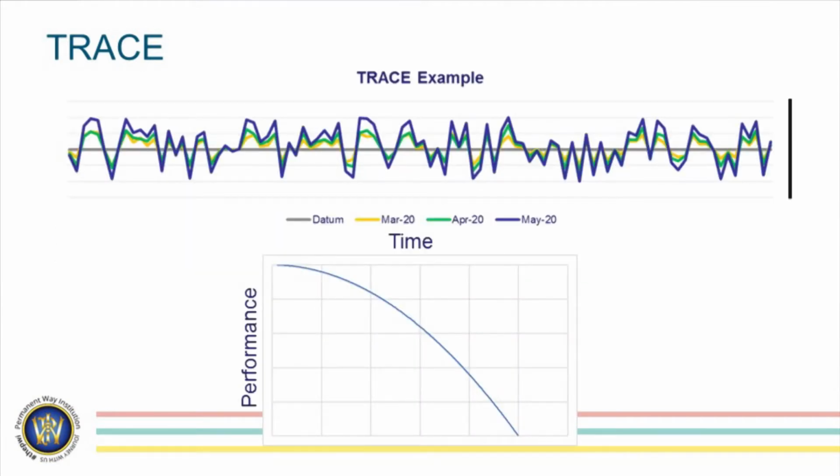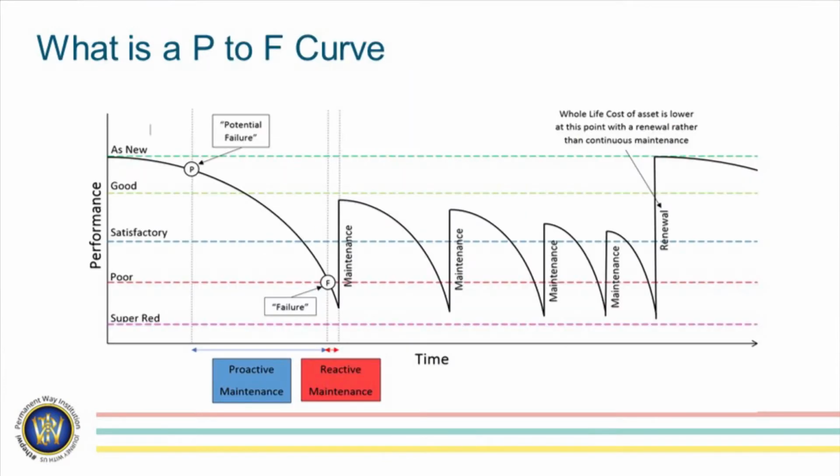Now, if we turn the trace on its side, you get the graph at the bottom. The thing you notice is that graph looks different everywhere along that piece of track. That is called the P2F curve. The P2F curve provides a curve indicating the performance of an asset over time.